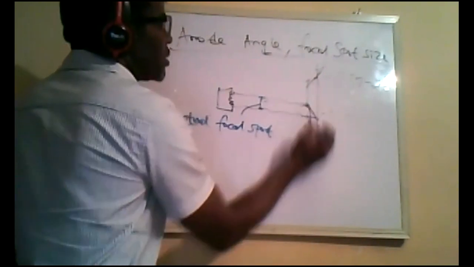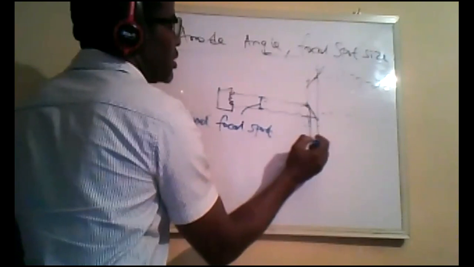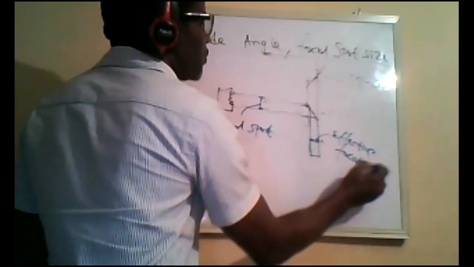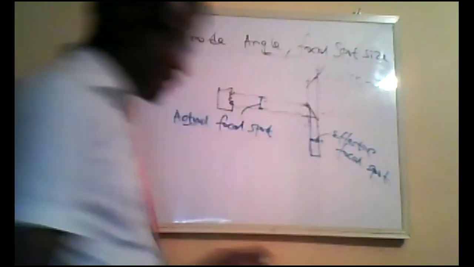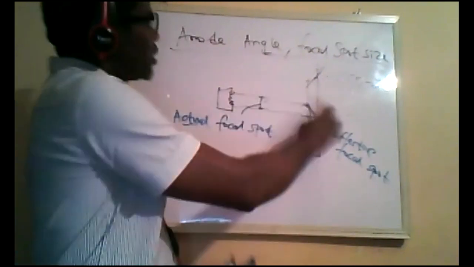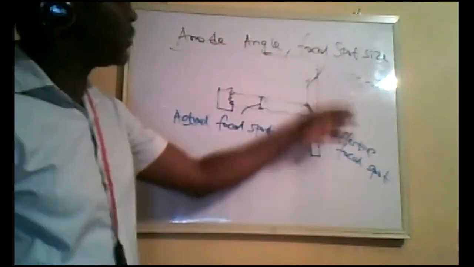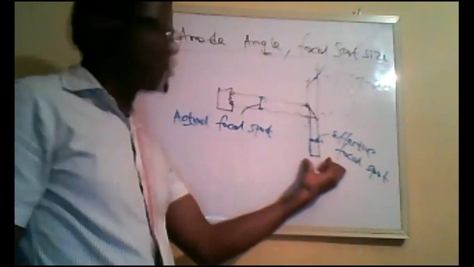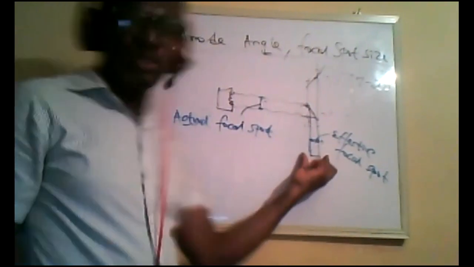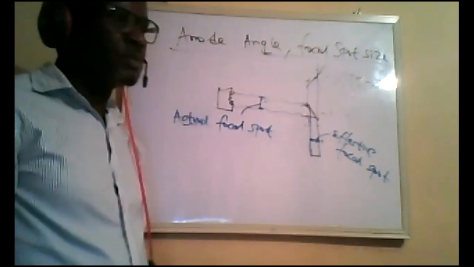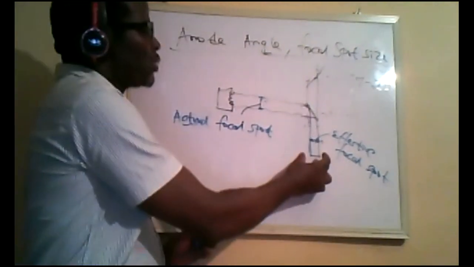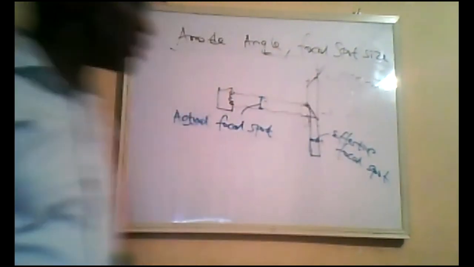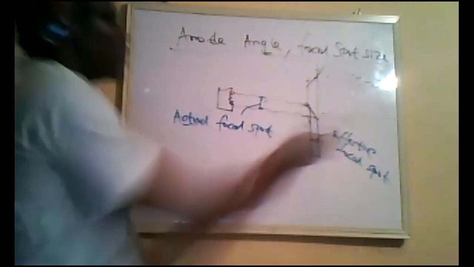At the end of the day, you're going to have something like this with the electrons. So this distance is the effective focal spot. This nature of tilting the anode helps us to reduce the focal spot. The smaller the focal spot, the better the spatial resolution of the imaging we are going to get. So this is another major reason why we have that.